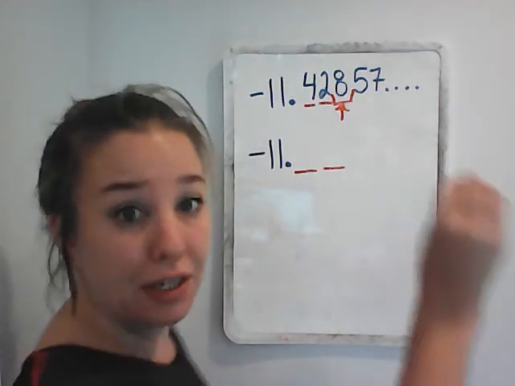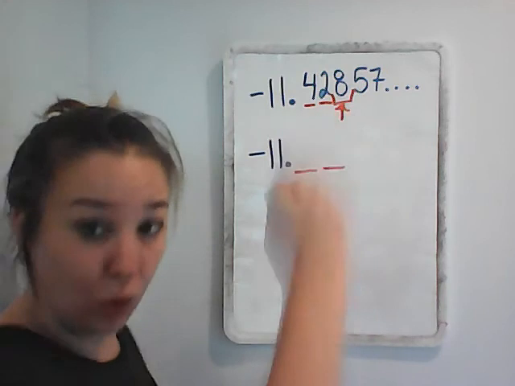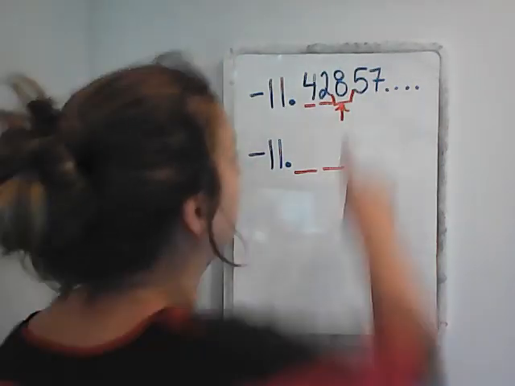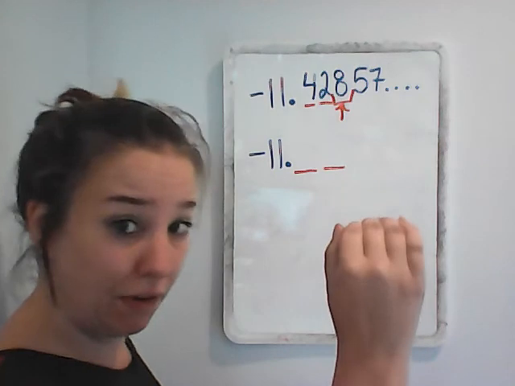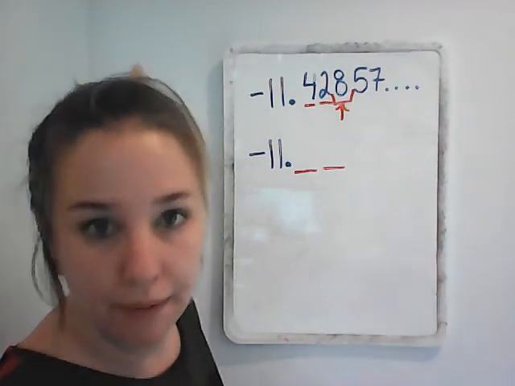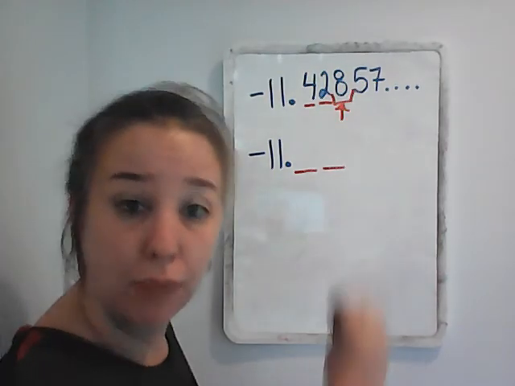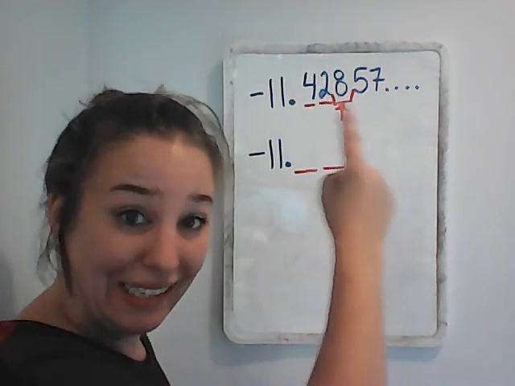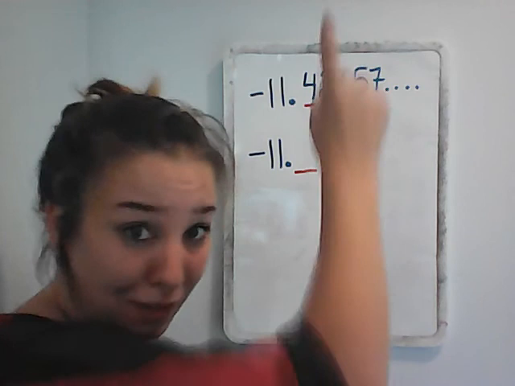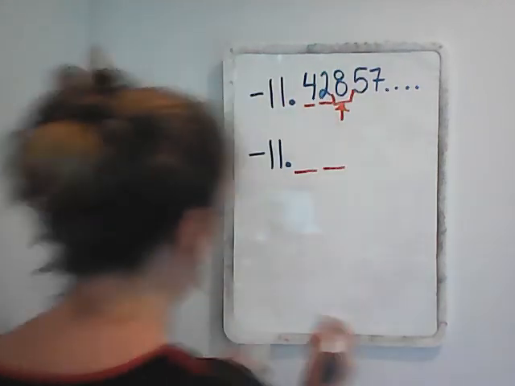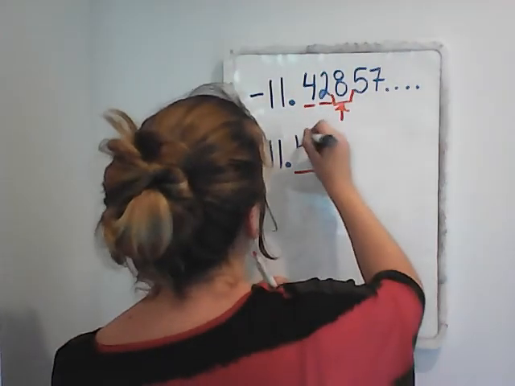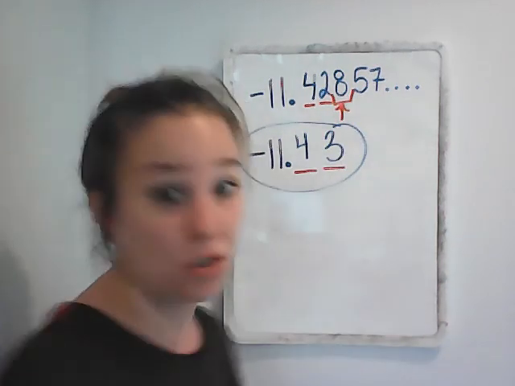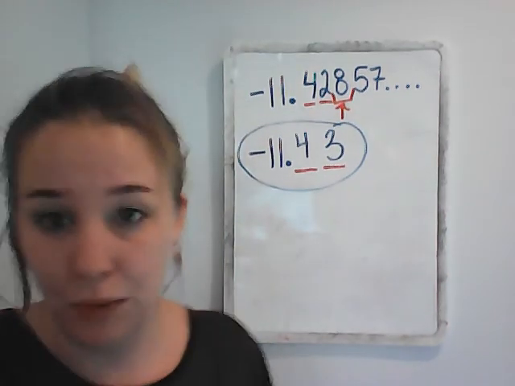Since the third number is an 8, that's closer to 10. If your third number is 5 or up, you round up. If your third number is 4 or below, you stay where you are. So if I have 4, 2, and the next number is 8, that's bigger than 5. I'm going to round up. So my final answer is going to be 11.43. And that's what I'm going to enter into Edulastic. Hope you enjoyed.